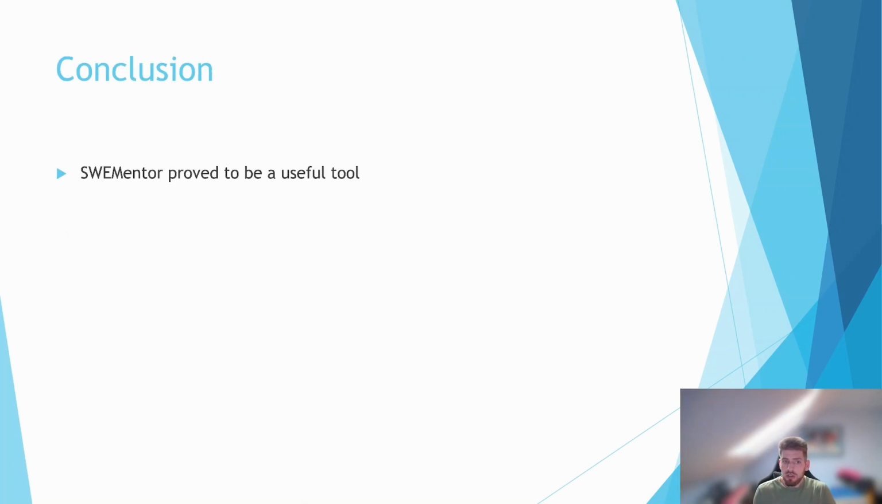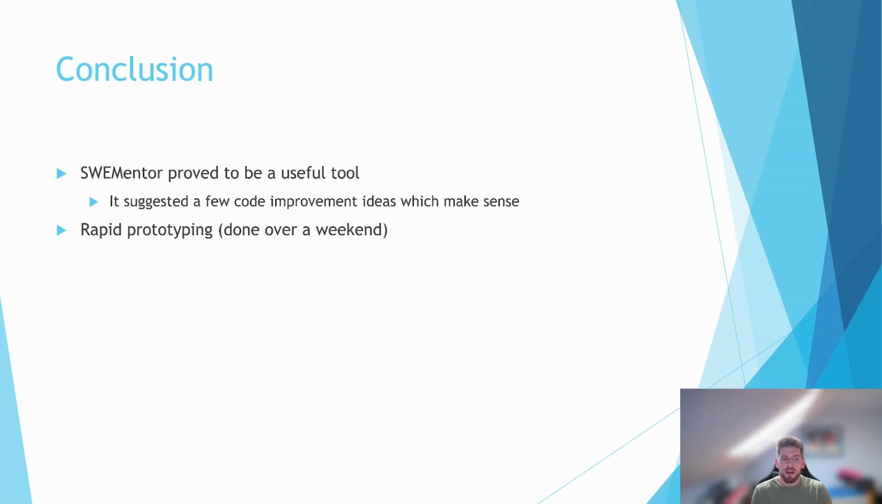So in conclusion, this tool, Software Engineering Mentor, proved to be useful. I definitely have learned a little bit about some good coding practices running it on my Attention Is All You Need project. As I said, it suggested a few code improvement ideas, which do make sense. I have also done this rapidly, so just over a weekend. And basically AI-assisted development allows me to prototype very fast.